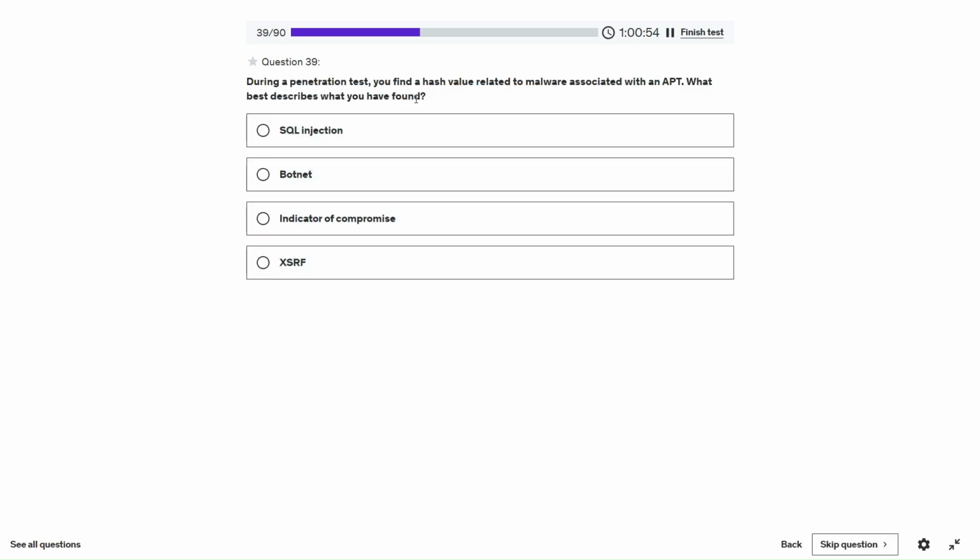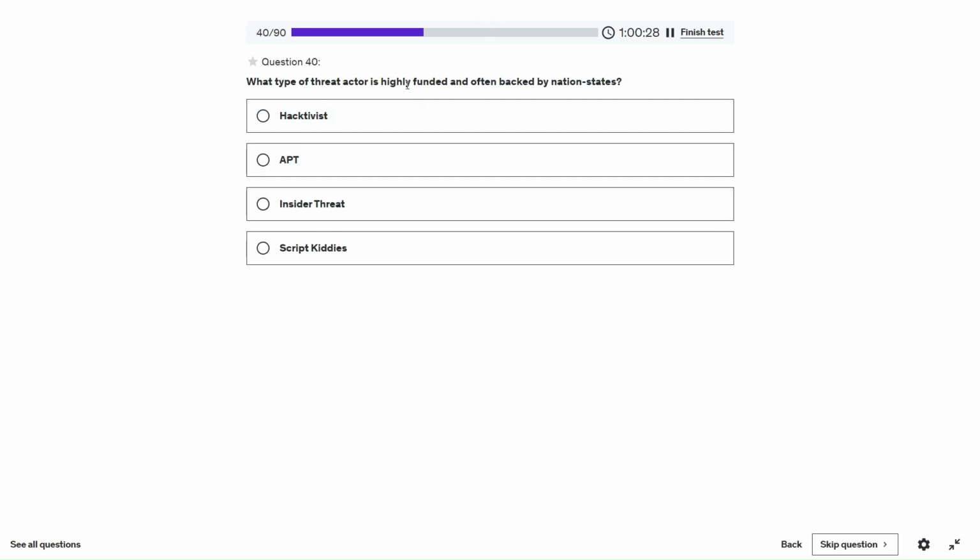During a penetration test, you find a hash value related to malware associated with an APT, advanced persistent threat. What best describes what you have found? You have found an indicator of compromise, because it's a hash value related to malware associated with the APT. It's an indicator of compromise.